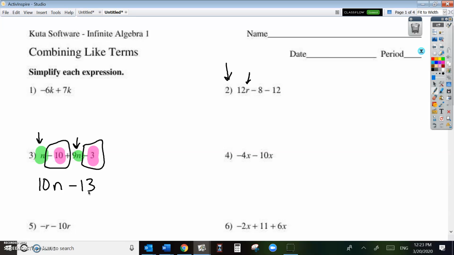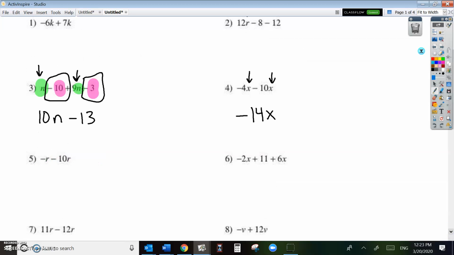Okay, this problem here has x, and this one has x. Both of these terms have the variable x, so they are like terms. That's a negative, keep it negative, put them together. This is negative 14x. Problem 5 has an r there and an r there. Those two can be combined because they are like terms. Put them together and you get negative 11r.